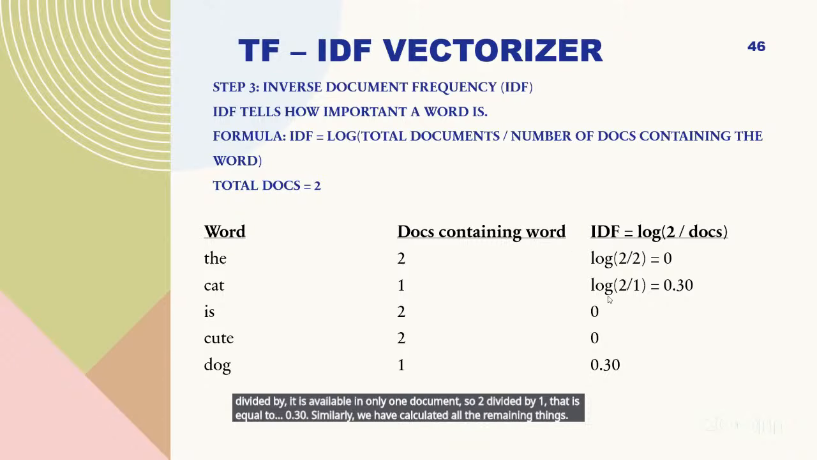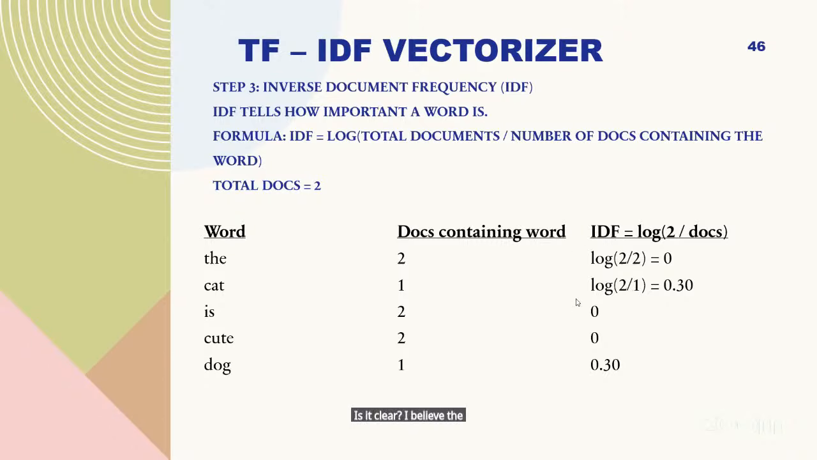Is it clear? I believe the professors can easily understand all these things. Can we move on to the next one? What is TF? What is IDF? How have we calculated the log? Can we move on to the next one?